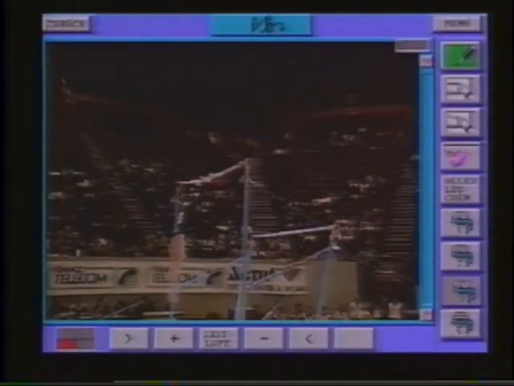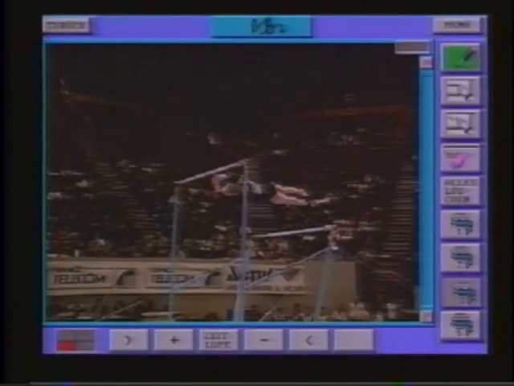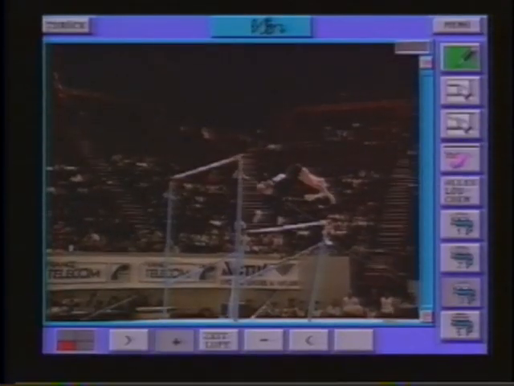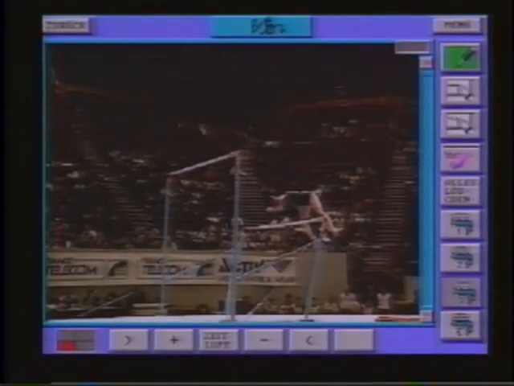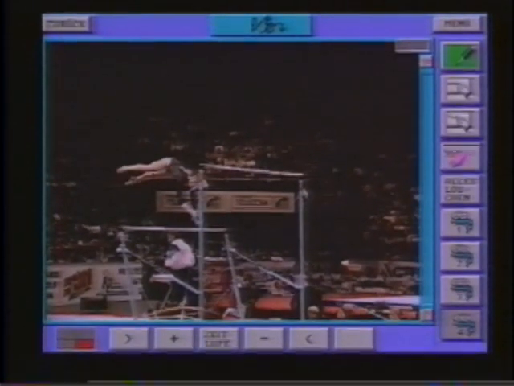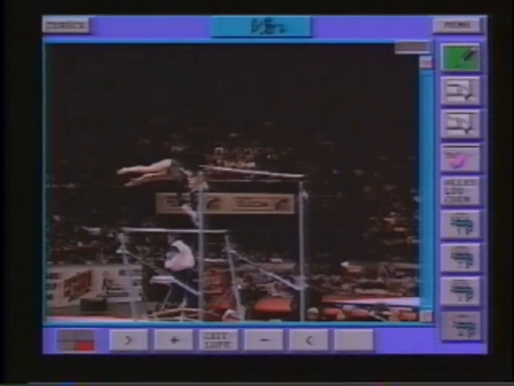Underswing with 1.5 turn and flight over the low bar, D, strong. For somewhat loose and slightly crossed legs, deduct minus 0.05. Bonus points for extra D. In slow motion. Same element, same gymnast in another competition, but for form, minus 0.05.